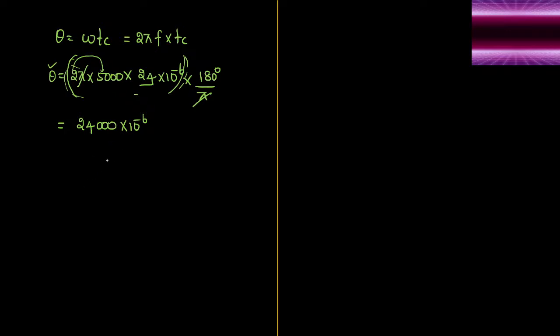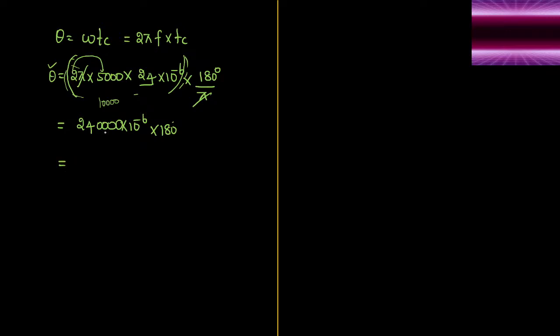So 5 times 2 will be 10. Okay, I'm having 10,000. Okay, 2,40,000. Sorry guys, I made a small mistake. It will be 2,40,000 into 180 degree.